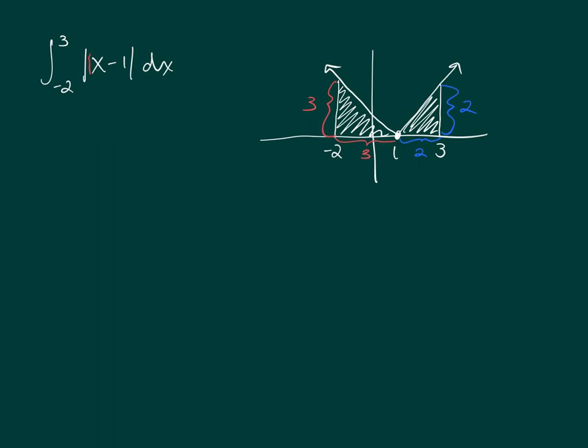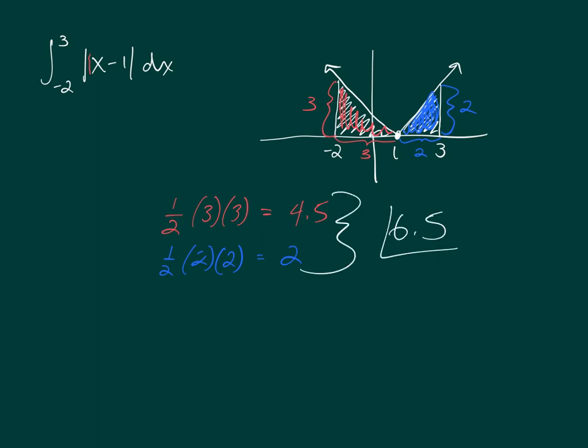So all we have to do now is find the area of this entire space here. So we can go through and find this one first, and this one second, and just add our 2 areas together. The area of the first triangle is 1/2 base times height, which is 4.5. The area of the second triangle is 1/2 base times height, which is 2. If you add these 2 things together, you get a total area of 6.5.